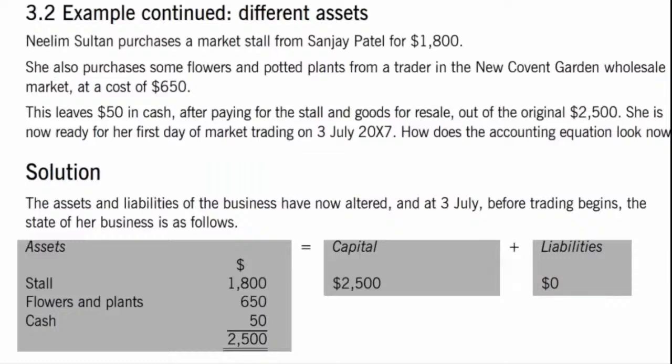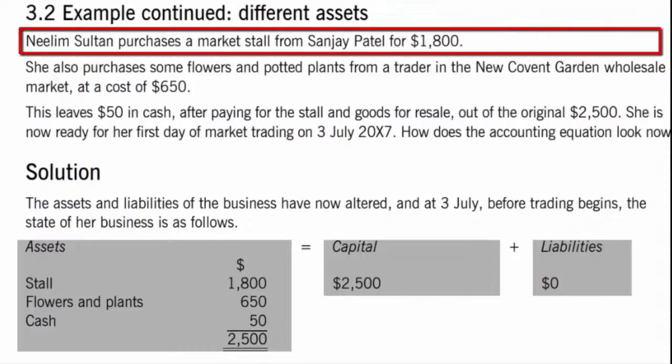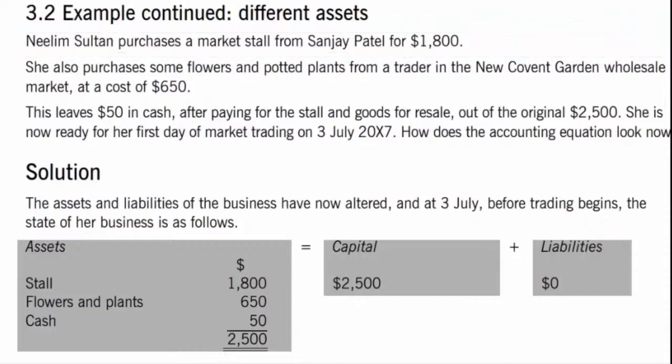Example, continued. Different assets. After investing her original capital of $2,500, Neelam makes a couple of purchases to prepare for her new flower business. 1. Purchasing a market stall. Neelam buys a market stall from Sanjay Patel for $1,800. This stall is now an asset because it's something the business owns and will use for trading.